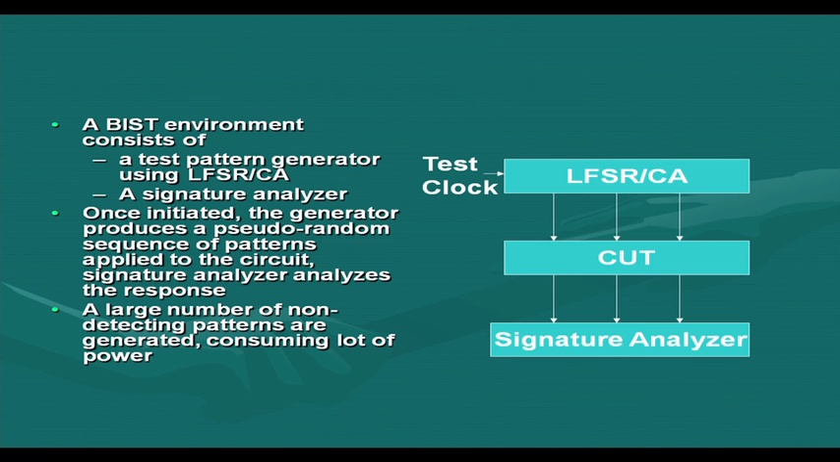Now, in built in self test, we have a test pattern generator which may consist of a linear feedback shift register, or cellular automata, or some counter based architecture. Whatever it is, some test pattern generator is used at this point. Then we have the circuit and a signature analyzer. Once we initiate this testing process, the generator will produce a pseudo random sequence of patterns, they are applied to the circuit, and the circuit will come up with the response, which will be analyzed by this signature analyzer.